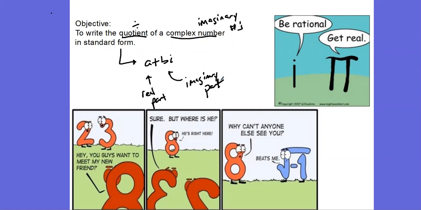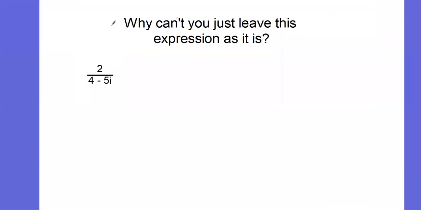All right, so let's take a look at a couple examples here. Well, before we do that, why can't we just leave the expression as it is? If we have 2 over 4 minus 5i, what is the problem there? And the idea goes back to you cannot have a radical in the denominator. So when you have 2 over 4 minus 5i, that is the same thing as 4 minus 5 times the square root of -1.